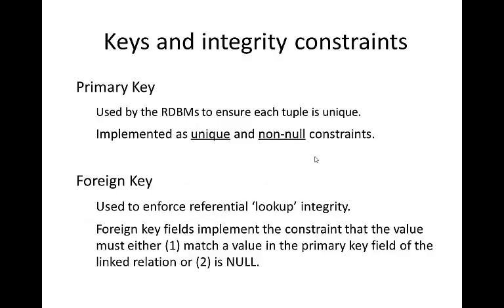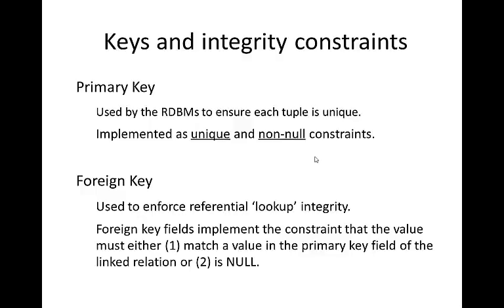So, when it comes to setting up your database with tuples, what do we do with these keys? We've now learned what they are, but what do you actually do with them in the database? Well, the primary key is used by the relational database management system to make sure that each row is unique. That's its main function. How do you do it?